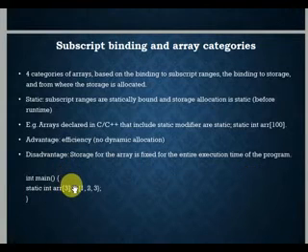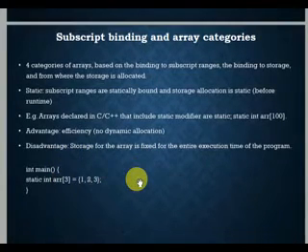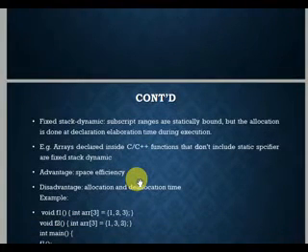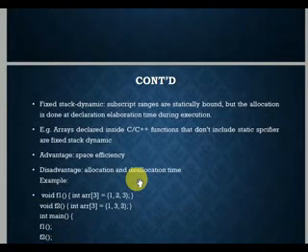For example, this is int main, which is a static int array. We are just allocating the memory for 3 elements, so starting from 0 up to 2. So this is the static kind of binding array categorization. Then the second part is the fixed stack dynamic. In this one also, subscript ranges are statically bound, but the allocation is done at declaration elaboration time during the execution. So the allocation of the memory will be during the execution, and the subscript range is statically bound.